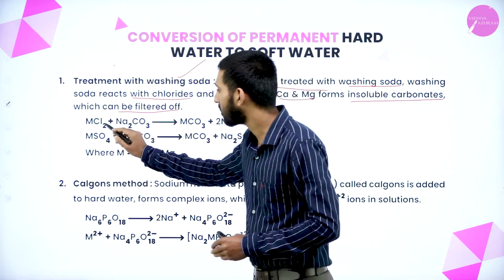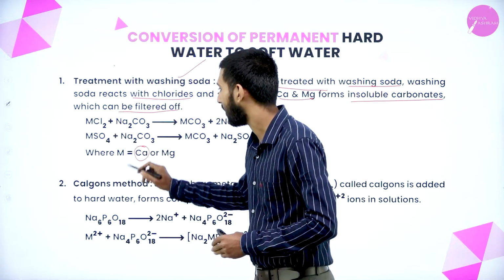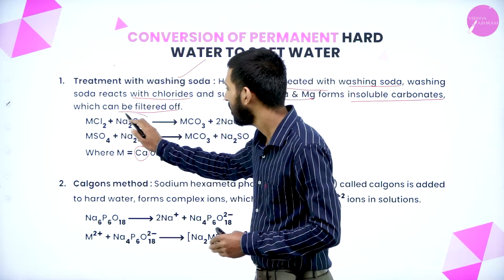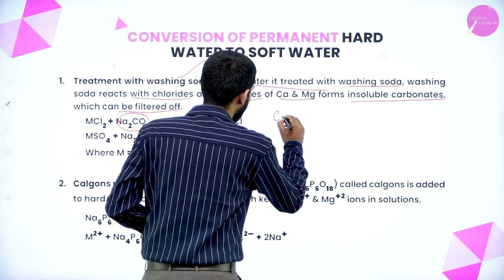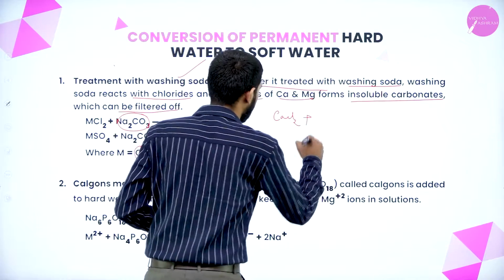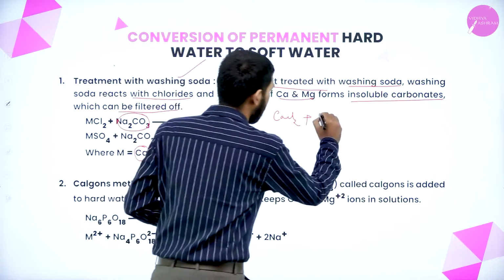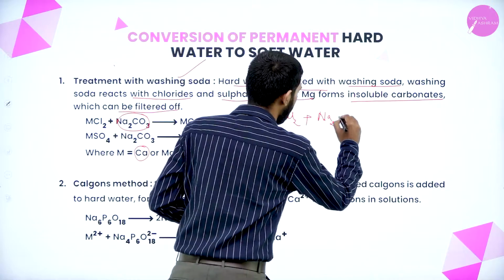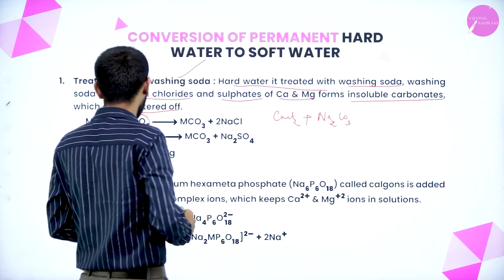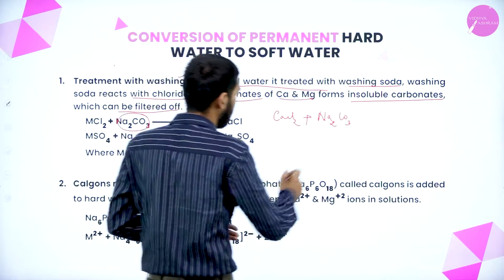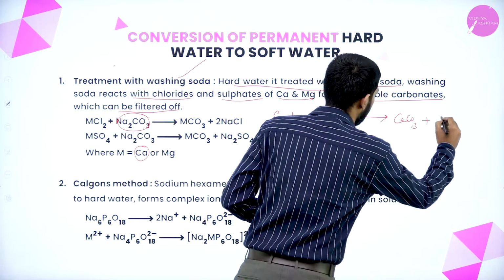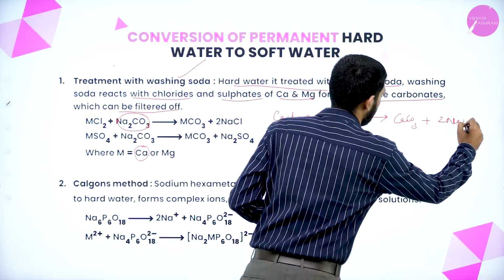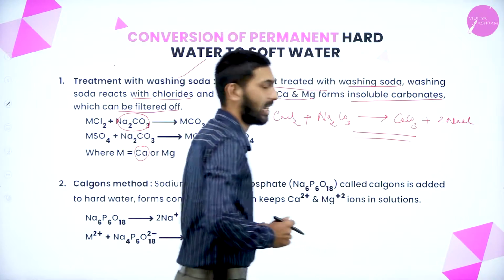Now let us take calcium chloride. Calcium chloride is treated with sodium carbonate, Na2CO3. What will happen? We will get calcium carbonate plus sodium chloride. This is the reaction.